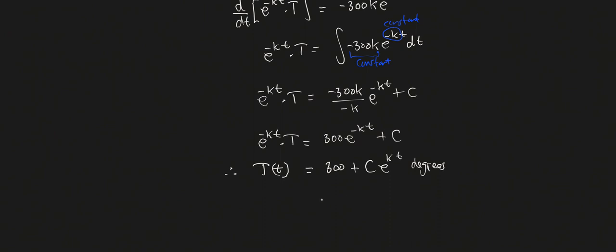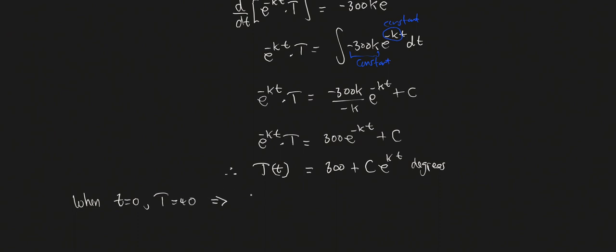We want the one that's specific to this scenario. So this is where we get to use our initial condition. Let's start with the temperature the moment it's put into this oven. So when little t is equal to 0, big T is equal to, what did I say, 40.